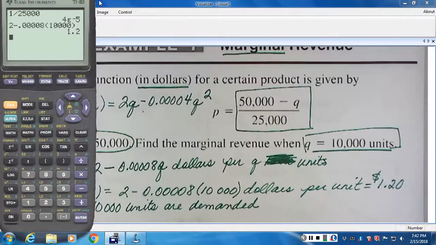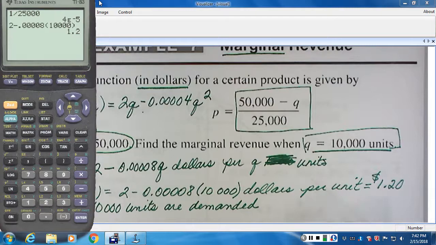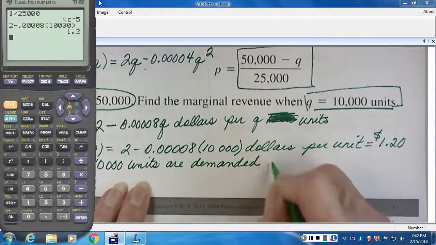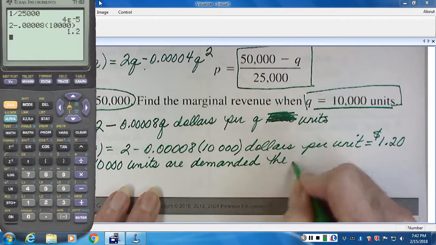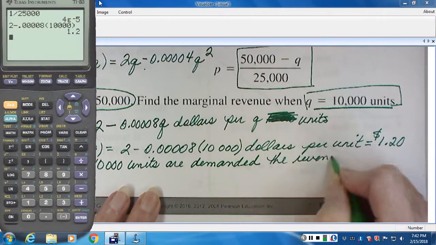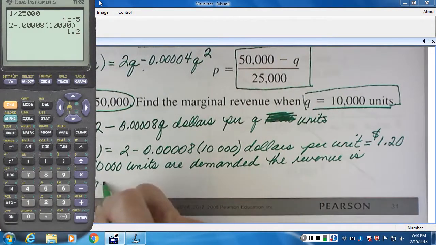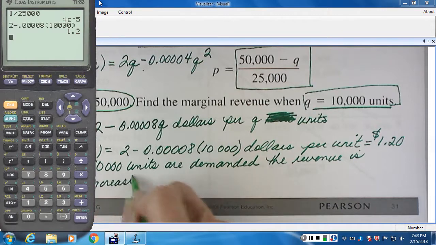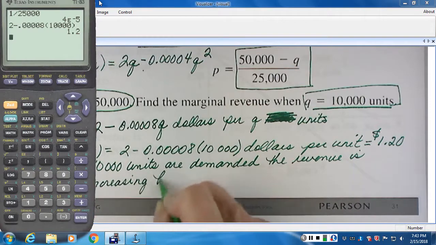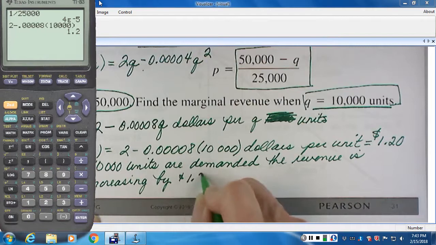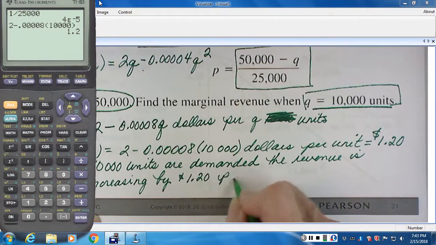And I put demanded, but you could also say produced and sold, because that's what demand is. It's production and then selling that many. When 10,000 units are demanded, the revenue is increasing by $1.20 per additional unit.